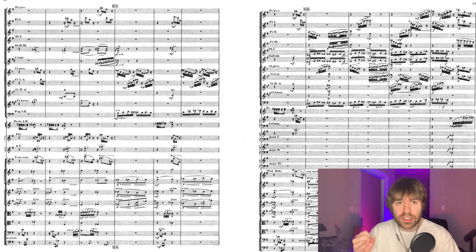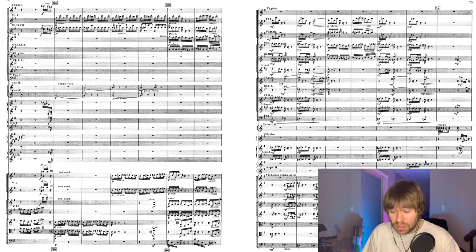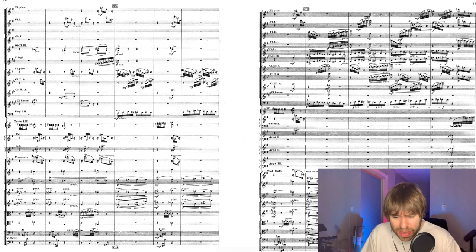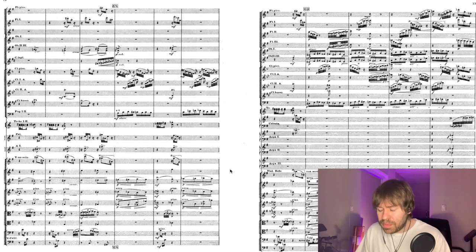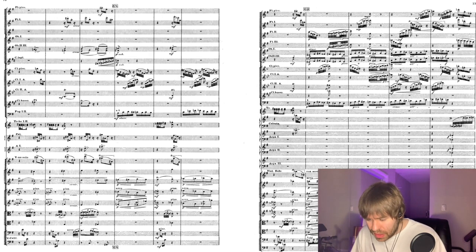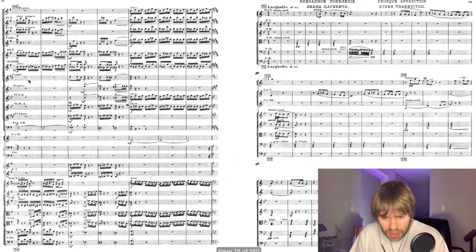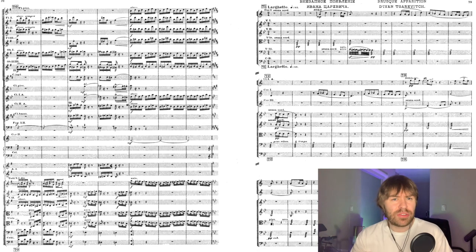And again, here's B. So far we have A, B, A, C. We've just restated A. And here we have B again. And then as B transitions out, it's sort of a modified A. We'll call it A1 if you want.